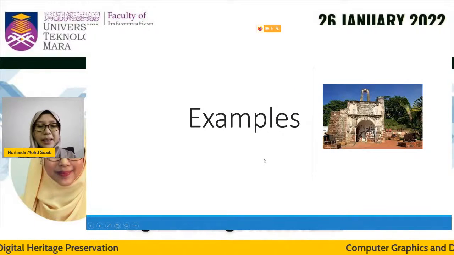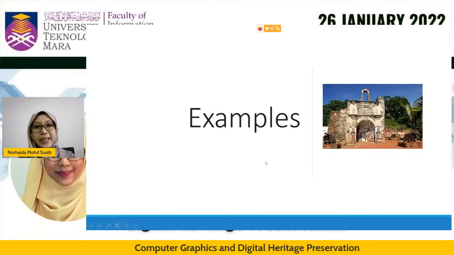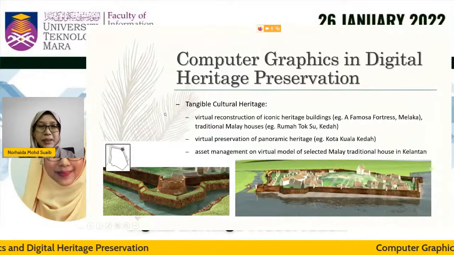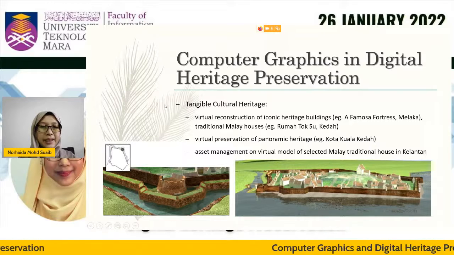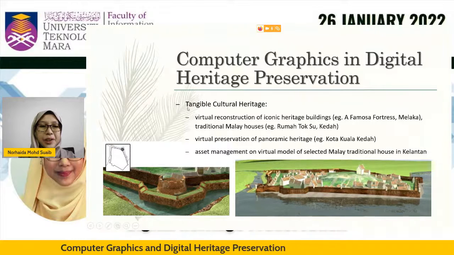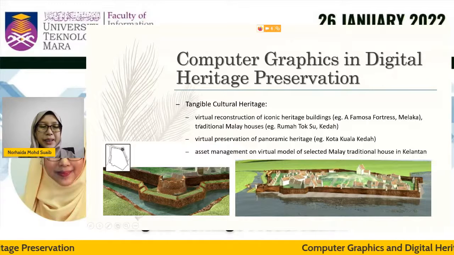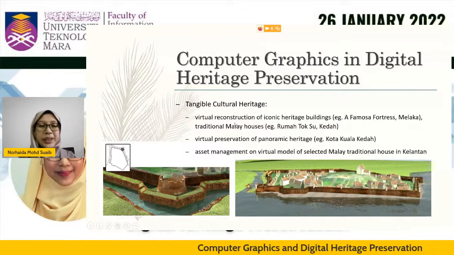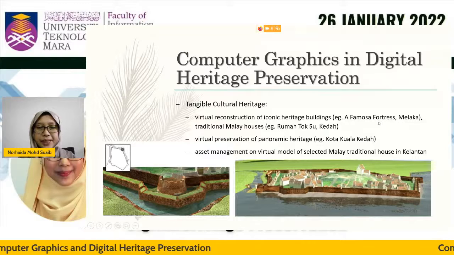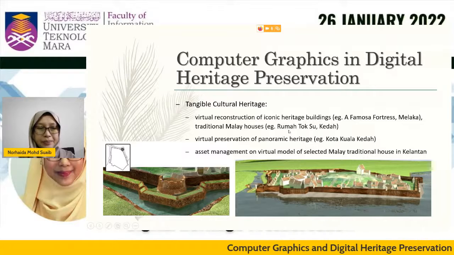And more examples on computer graphics in digital heritage preservation can be found in the literature. This is not a definite example. There are many others, but I have summarized some of them. For example, for tangible cultural heritage preservation, there is computer graphics usage on virtual reconstruction of iconic buildings and heritage sites. For example, A Famosa Fortress in Melaka, and also the traditional Malay house, for example, Rumah Tok Su in Kedah.